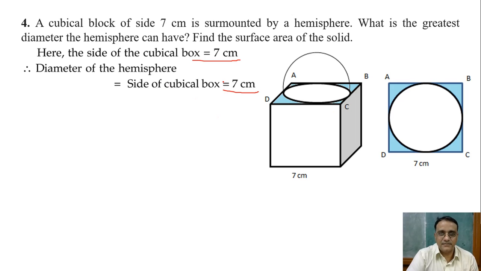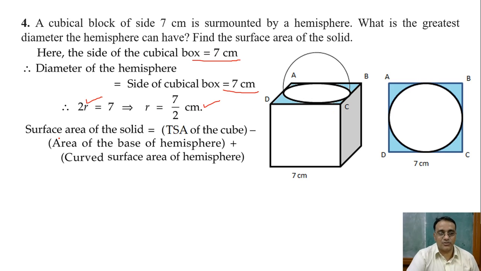Okay, so 2r is equal to 7, and what is the value of r? 7 by 2. तो अभी जो मैं बोल रहा था वो यही वाला है। देखो, सरफेस एरिया ऑफ द सॉलिड, टोटल सरफेस एरिया ऑफ क्यूब माइनस एरिया ऑफ द बेस ऑफ हेमिस्फीयर प्लस CSA ऑफ हेमिस्फीयर। तो टोटल सरफेस एरिया ऑफ द क्यूब क्या होगा? 6a square. And what is the area of base of hemisphere? Pi r square. And what is the CSA of hemisphere?